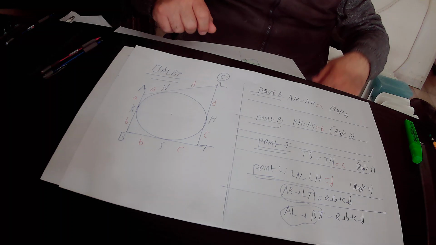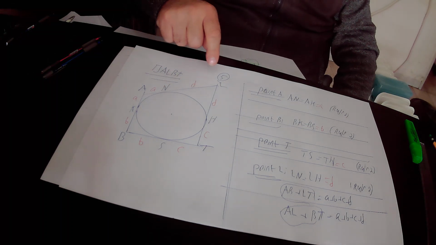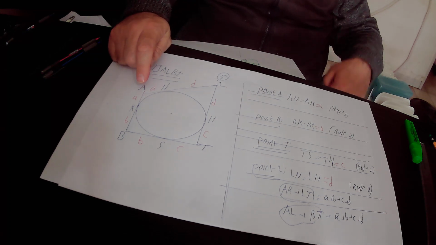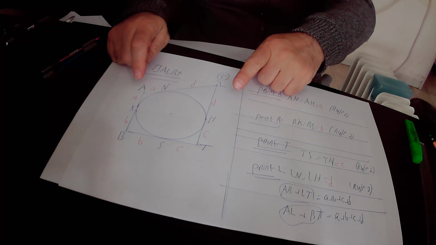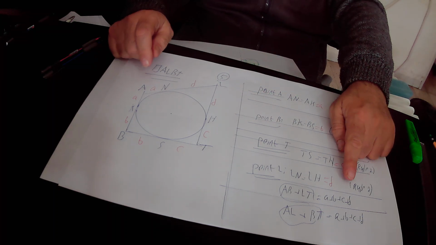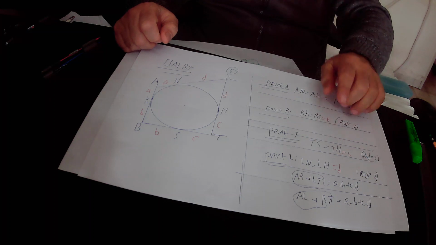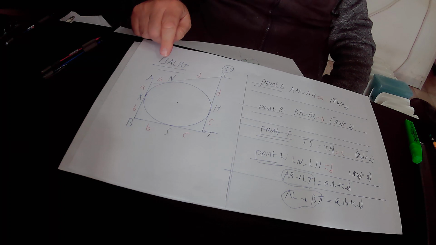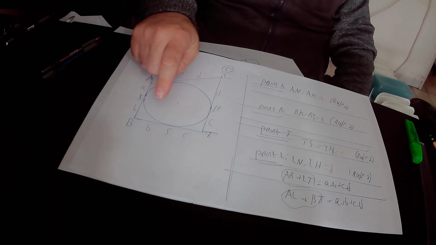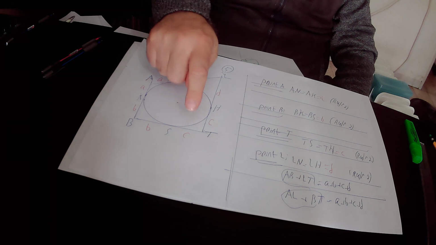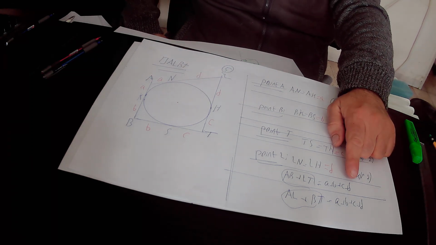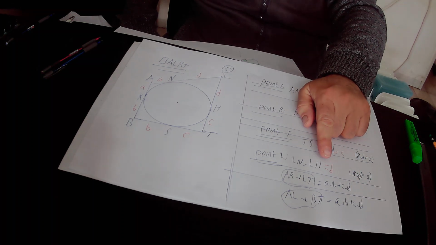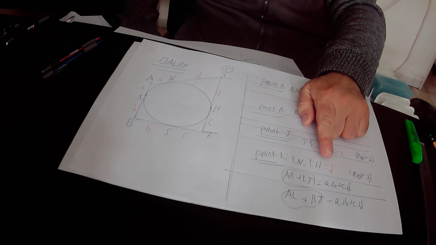Then we added side AB to side LT in this quadrangle ALBT. AB is A plus B and LT is C plus D. So in total, AB plus LT equals A plus B plus C plus D. Likewise, we added side AL to side BT. It is very easy to see that AL plus BT also equals A plus B plus C plus D, exactly like AB plus LT.